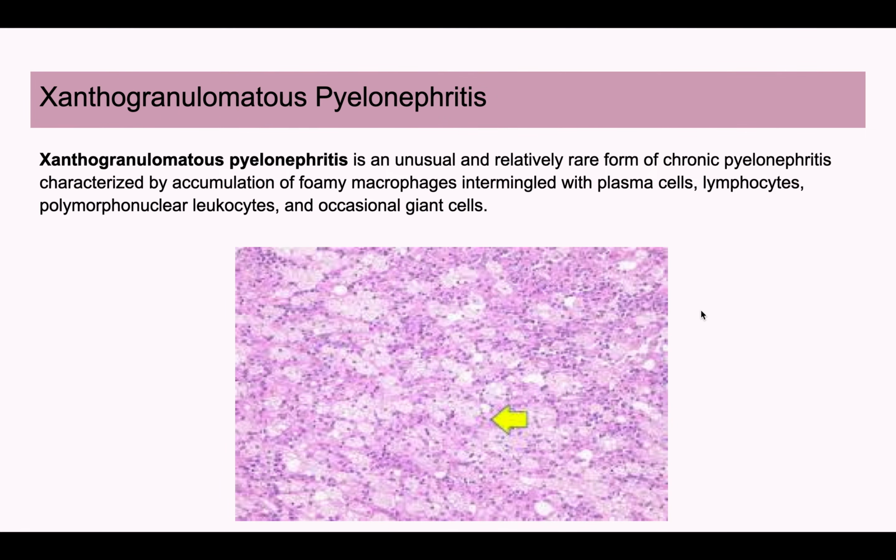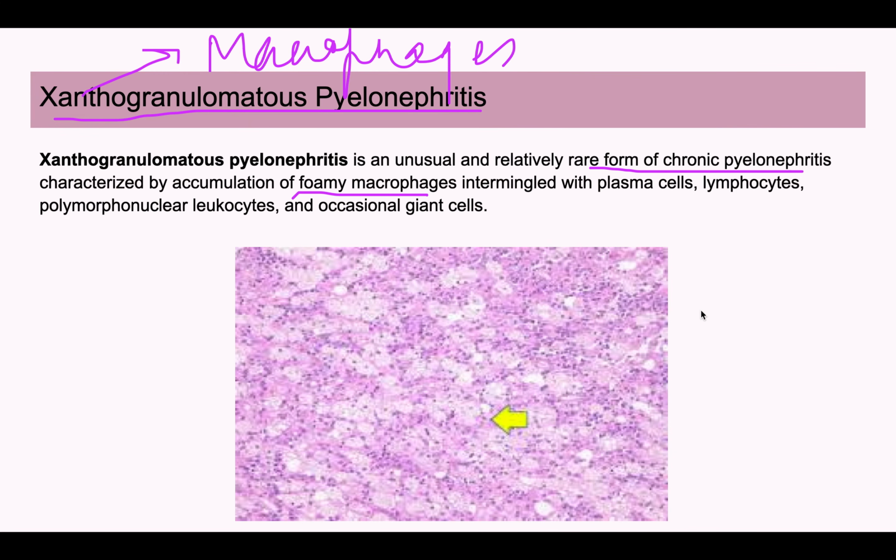So this was about the gross and microscopy. Now there is a specific type of chronic pyelonephritis known as xanthogranulomatous pyelonephritis. So what is the word xantho? Whenever you see the word xantho in pathology, it goes to macrophages. So in xanthogranulomatous pyelonephritis, it's a rare form of chronic pyelonephritis, and there will be many foamy macrophages present. So here you can see many macrophages.